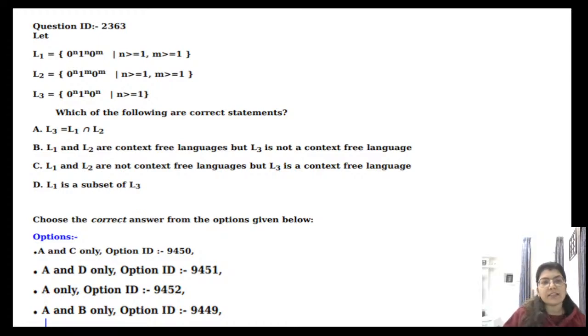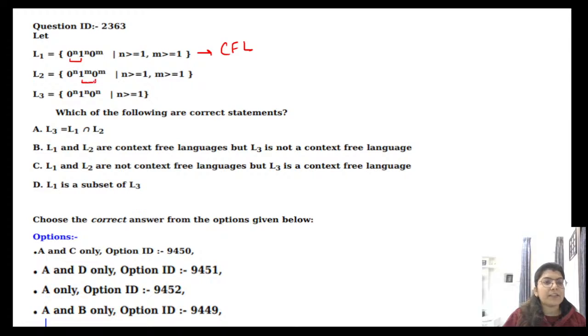Right. So if you see this, option number 1 is 0 raised to power n, 1 raised to power n, 0 raised to power m. Okay. So we are having two comparisons and we do not care about the other 0. So this is your context free language. Correct. Then language 2 is 0 raised to power n, 1 raised to power m, 0 raised to power m.